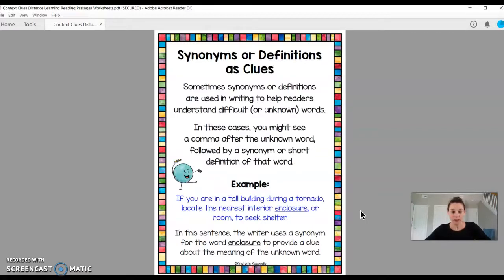The example that they give: if you are in a tall building during a tornado, locate the nearest interior enclosure or room to seek shelter. In this sentence, the writer uses a synonym for the word enclosure to provide a clue about the meaning of the unknown word. So here I see the word enclosure, and then it's followed by a comma, and it says or room to seek shelter. So that tells me that an enclosure is another word for a room.